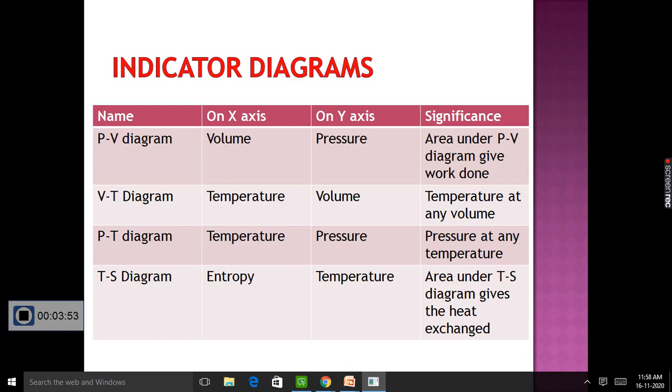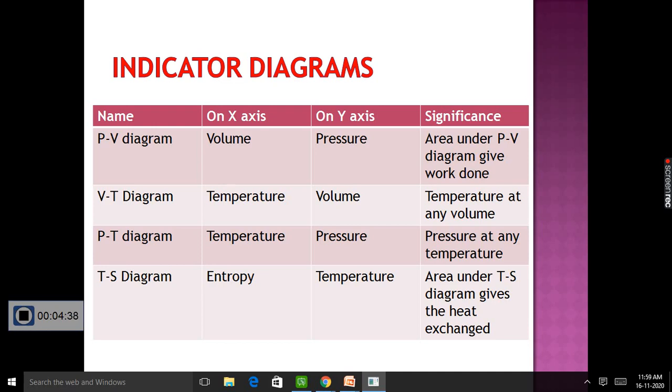And we have the fourth indicator diagram, TS diagram, which represents the change of state of a thermodynamic system, plotting entropy and temperature. Entropy on x-axis and temperature on y-axis. The area under TS diagram gives the heat exchanged in a thermodynamic process. How much heat is exchanged? The amount of heat exchanged will be equal to the area under TS diagram of a thermodynamic process.